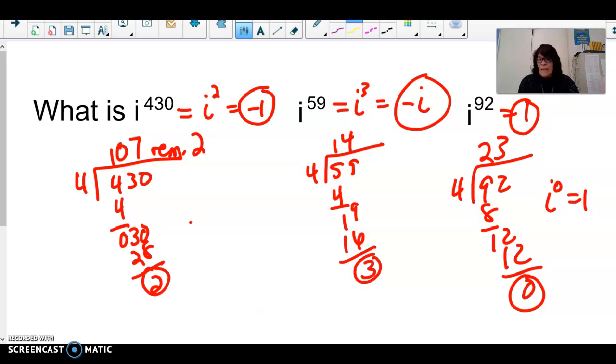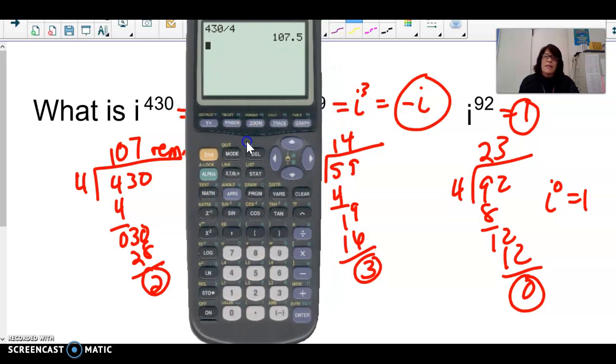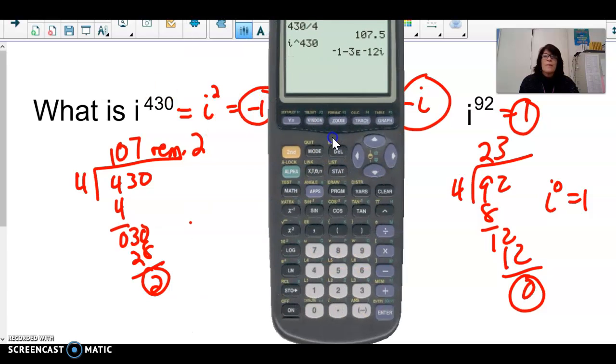Now, you guys with your fancy calculators, I would be remiss if I didn't show you. You do actually have i on your calculator. Do you see it down here? So I go i to the 430th. The answer is supposed to be i squared, negative 1, right? Our calculator messes up a little bit.